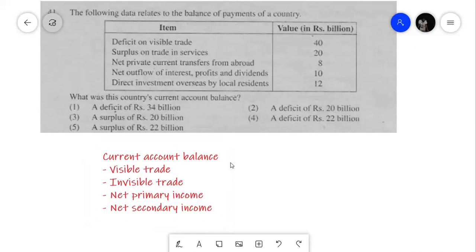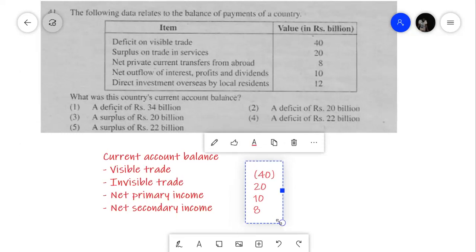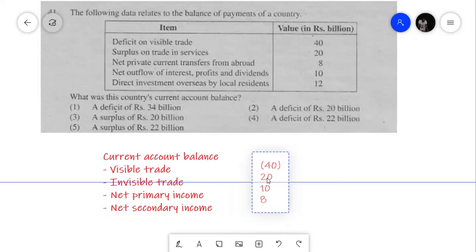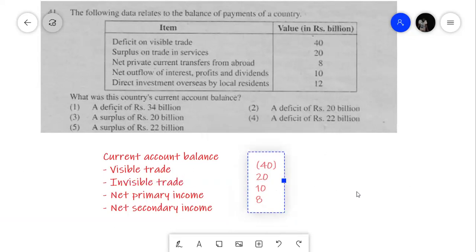Deficit on visible trade, guys. How much is our deficit on visible trade? They're saying it's a minus 40. Invisible trade means your services. They're saying surplus, so it's a plus 20. Net current transfer, that's your net secondary income, is 8. Net outflow of interest, profit, and dividend, 10. Is that correct? Are my numbers correct, or have I made a mistake somewhere?